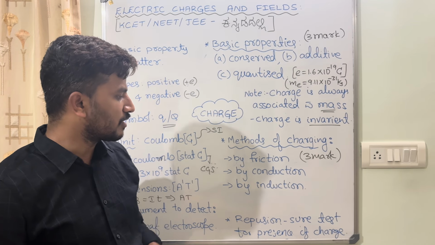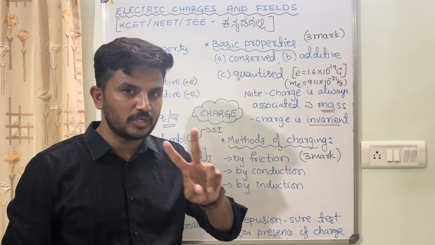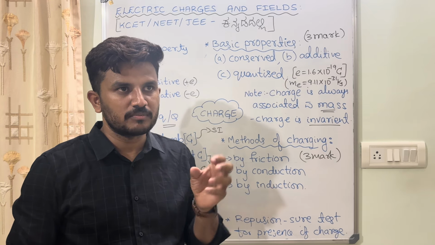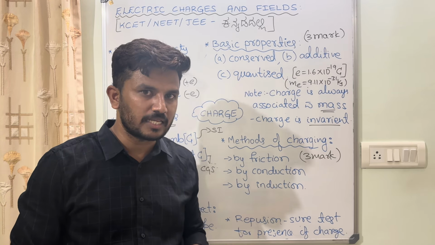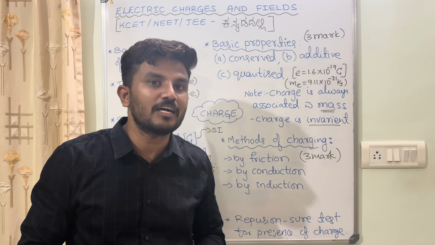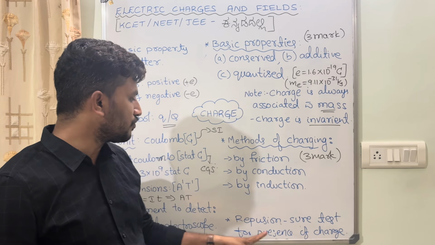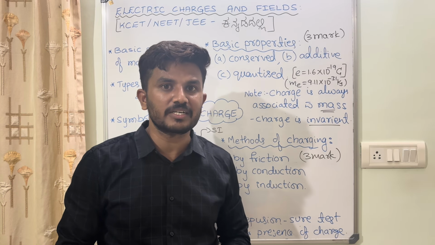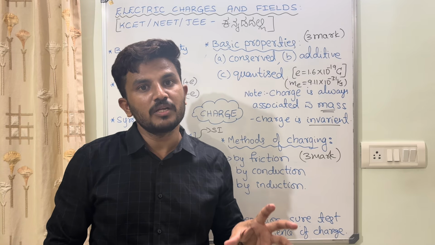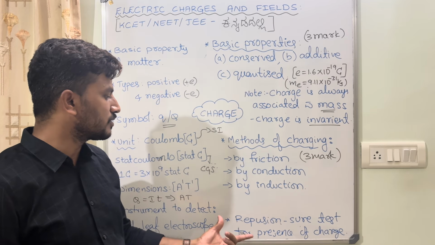Next we have, sir, how to check the presence of charge on a body? We have 2 types. One is attractive force and repulsive force, because unlike charges attract each other, like charges repel each other. By using the repulsive force, we can check the polarity of charge or presence of charge. So repulsion is a sure test for the presence of charge, because attraction can occur because of gravitational force also, and even an uncharged body can get attracted towards a charged body. So repulsion is better to check the presence of charge.